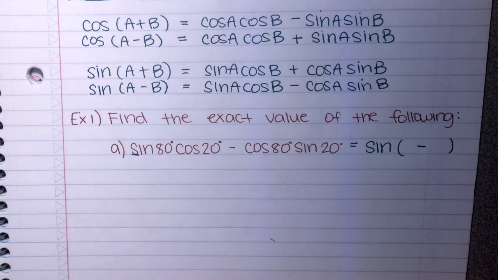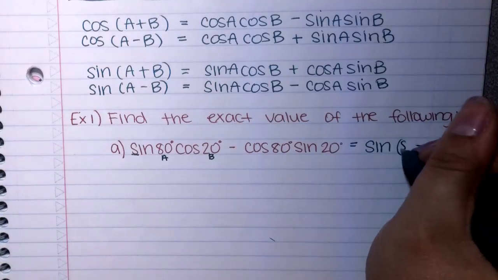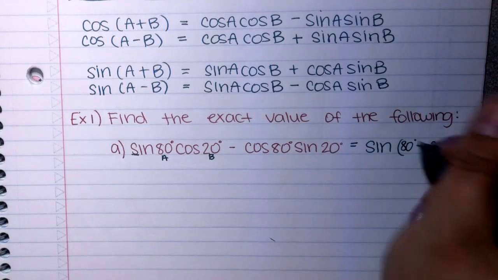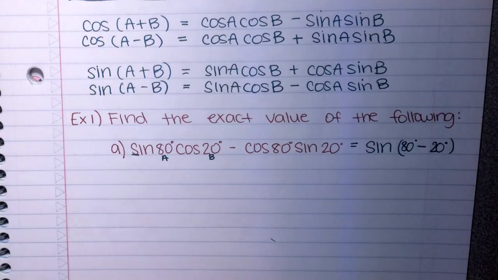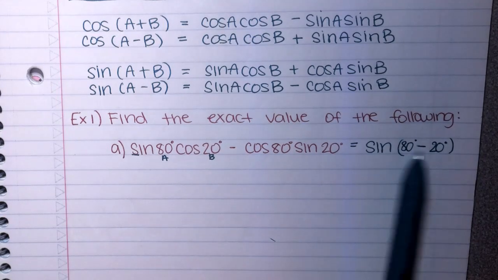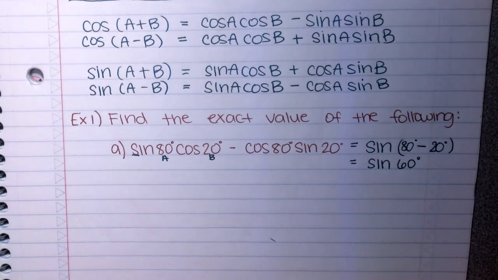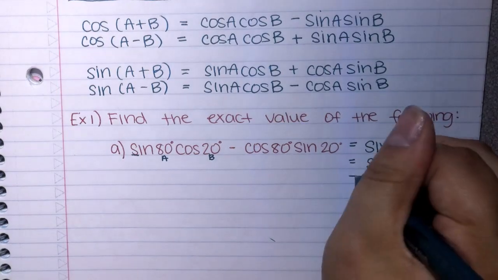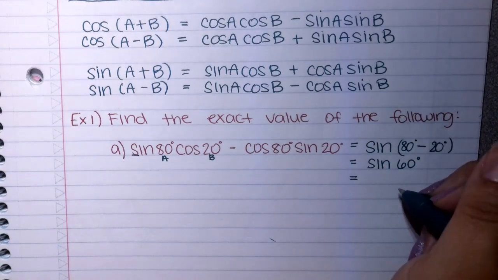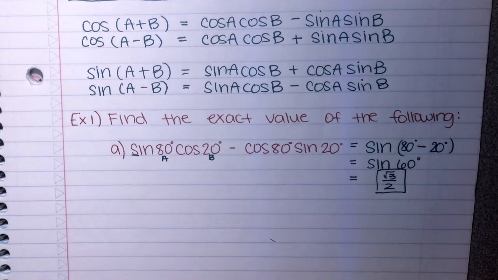And your A and your B are just angles. What are my two angles here? A and B. 80 degrees and 20 degrees. By the way, this should always end up with something on your unit circle. So what's 80 plus 20? Is 100 one of the special angles on our unit circle? So we know that probably won't be it. Okay. What's 80 minus 20? So this equals the sine of 60 degrees. What is the sine of 60 degrees? Root 3 over 2 is my answer, and I have simplified this.